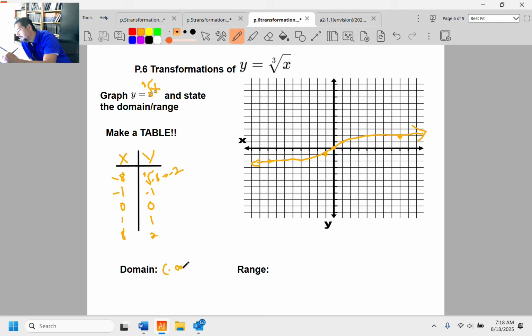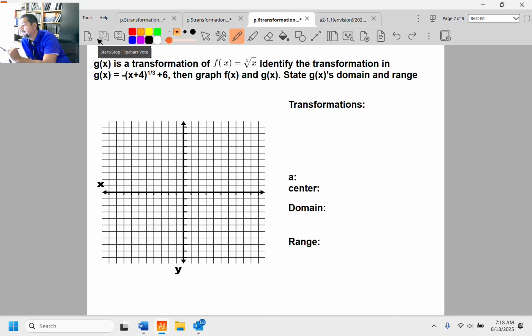Its domain is negative infinity to infinity, as is its range. And that's the mama for the cubic root of x. Should only be 2 more. g of x is a transformation of f of x being the cubic root of x. Identify the transformation of this. Notice that notation right there. That is equivalent to the cubic root written out like that. So they are the same.